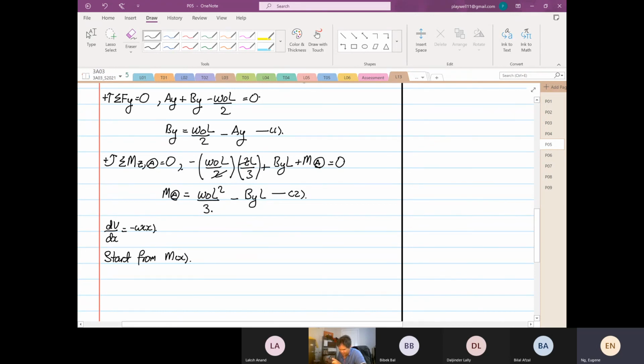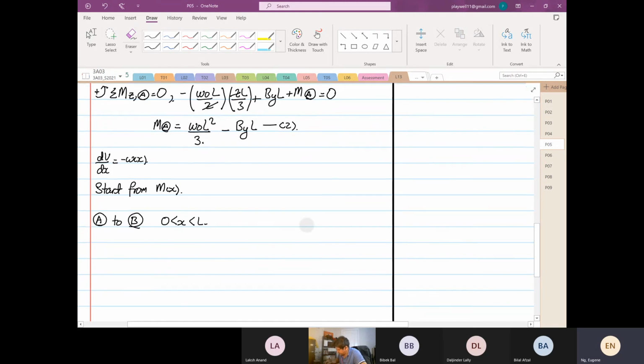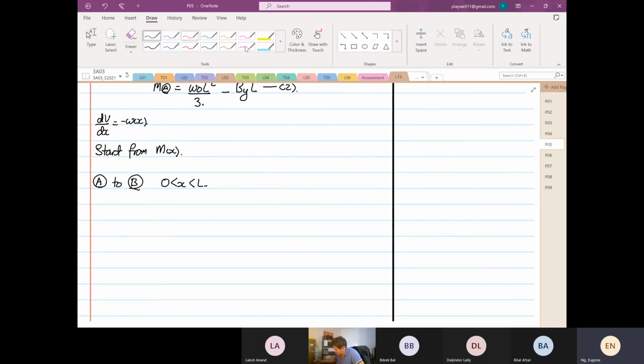So what do I mean by that? Going back to our free body diagram, from 0, and so on. From point A to point B, the limit is 0 to L, right? Because we have formed the equation already, why not we use it?